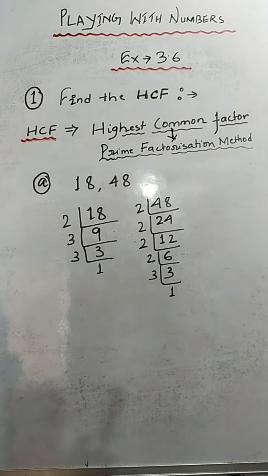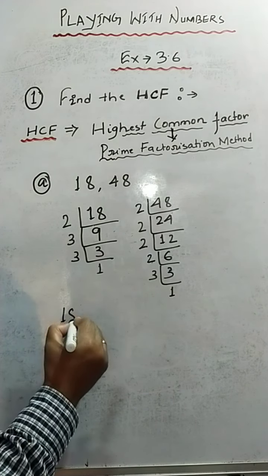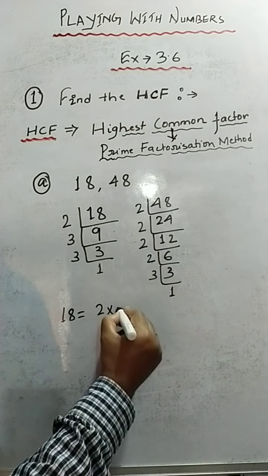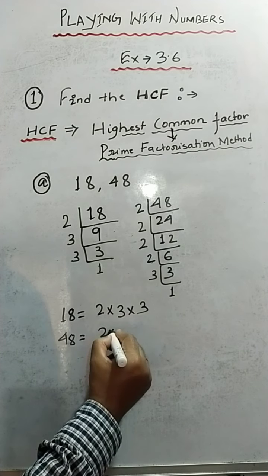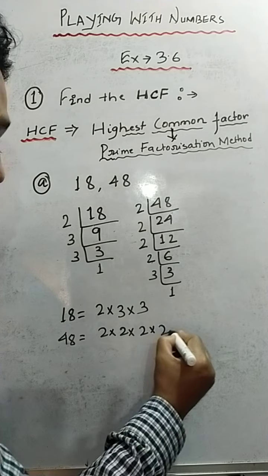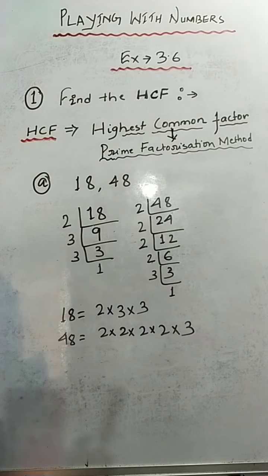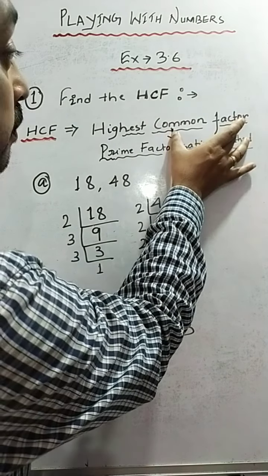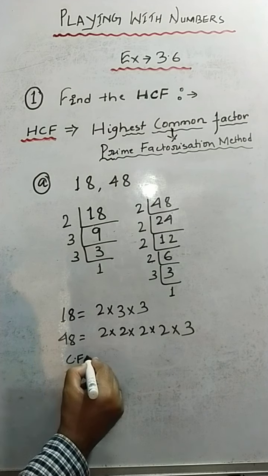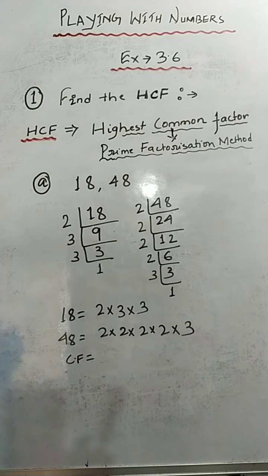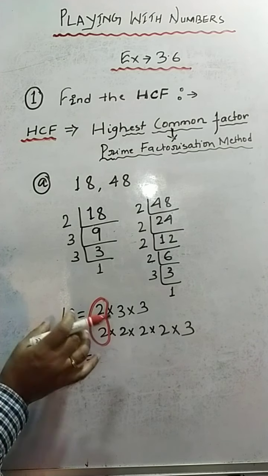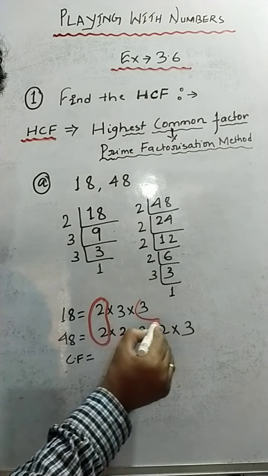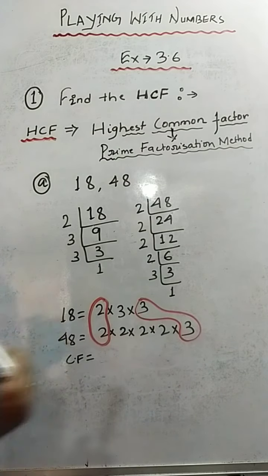So now what we have to do? We have to write all the factors, that is 2 into 3 into 3. Now what about 48? That means 2 into 2 into 2 into 2 into 3. Now before we get the value of HCF, you need to find out the common factors. So first of all we have to get the common factors, students. Now what are the common factors? This 2 is a common factor. See, it is present in both the numbers. Another common factor is 3. See, 3 is also a common factor.